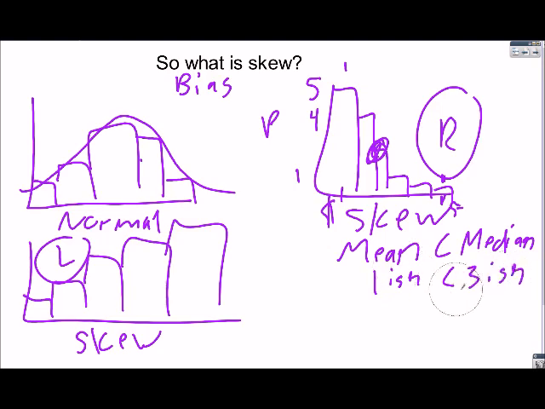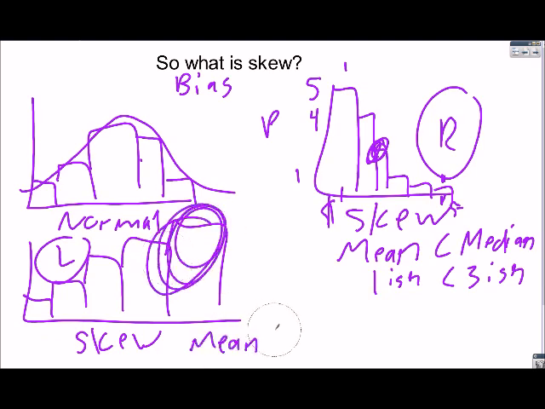So if our mean is smaller than our median, we know it's skewed to the right. And then the opposite for skewed to the left. If my mean, which is all of this data over here, is greater than my median, because my median is in the middle, right here, then it's skewed to the left.